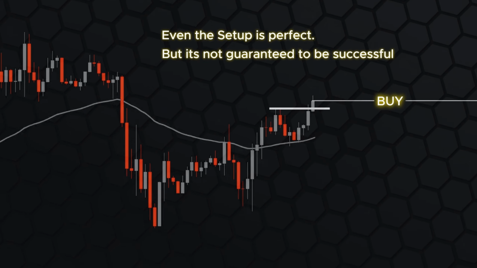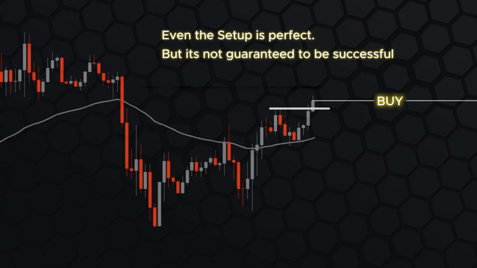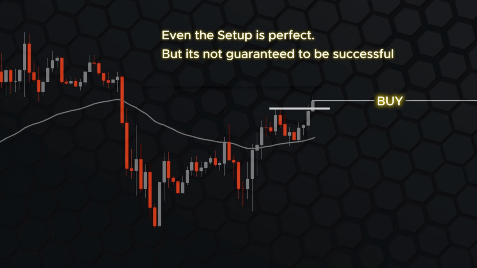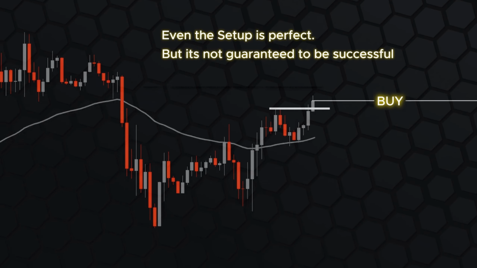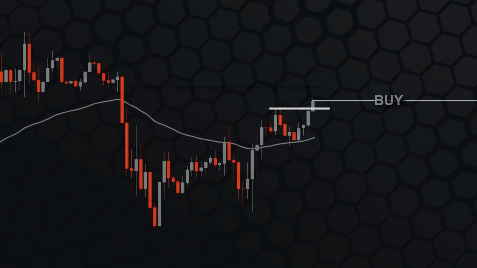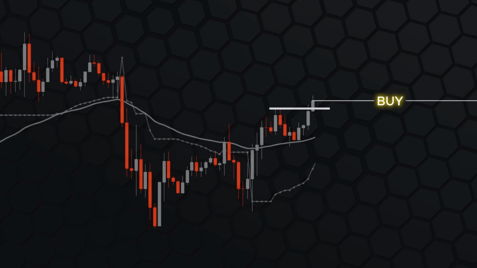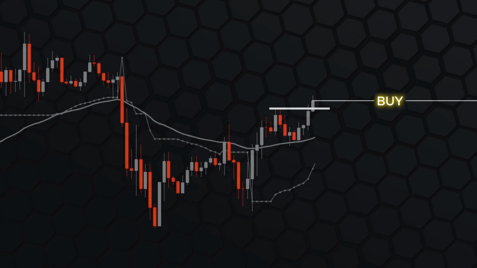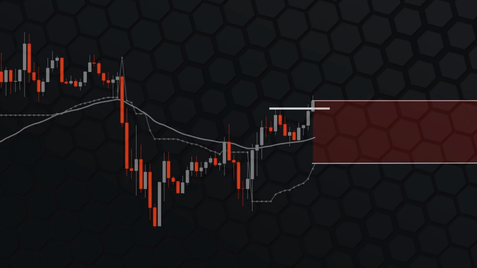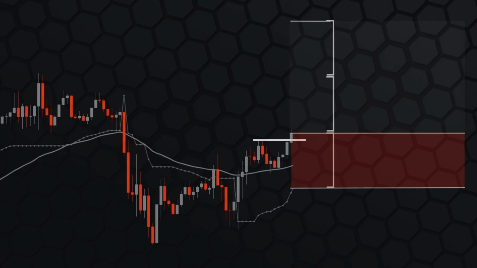But even when the setup is perfect, a trade is not guaranteed to be successful. And that's why we need to set a stop loss to limit our risk. To do that, we add one more tool to our strategy. So, on TradingView, go to Indicators again and type Chandelier Stop. And pick the one right here by Pip Charlie. Once it is applied, we place the stop loss of our entry at the Chandelier Stop. In this example, that would be right here. We then set a take profit target at double the stop loss, which is right here.